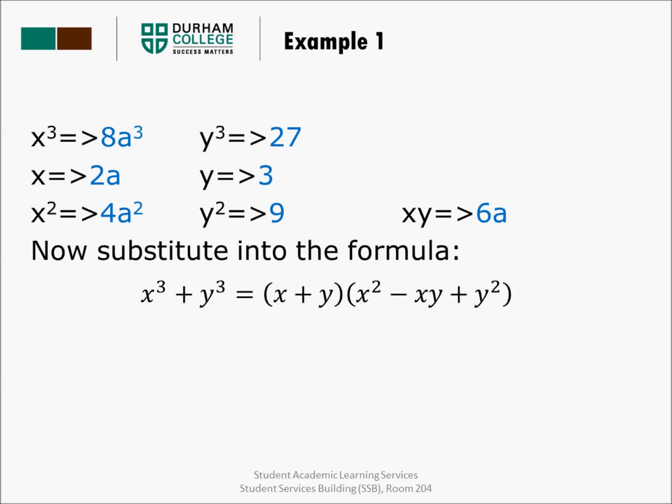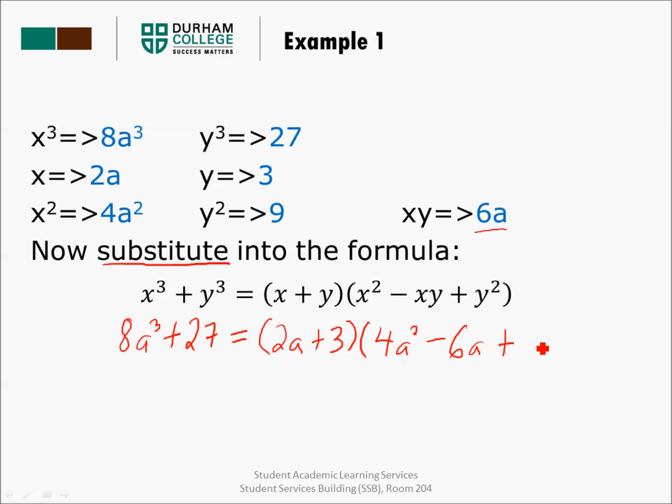So here's everything we just figured out, and all that's left is to substitute it all into the formula. So we start with the x cubed, which we turned into 8a cubed, and y cubed was 27. So 8a cubed plus 27 equals x is 2a, y becomes 3, x squared becomes 4a squared, minus x times y over here, that's 6a, plus 9. And that's it. That's the answer.